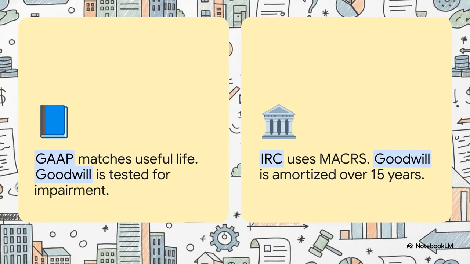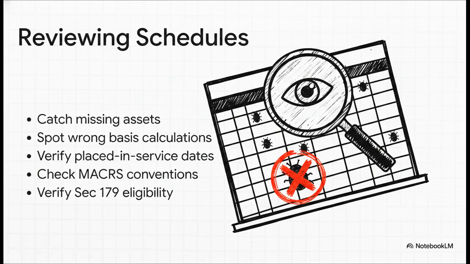You should absolutely expect this material to show up in task-based simulations. One major TBS angle is reconciling book versus tax differences. Book depreciation under GAAP is based on the matching principle, an estimated useful life, and goodwill is simply tested for impairment. But tax depreciation under the Internal Revenue Code uses statutory MACRS recovery periods, and as we know, goodwill is strictly amortized over 15 years. You'll frequently see simulations that require you to identify these permanent and temporary differences to adjust financial income and arrive at taxable income.